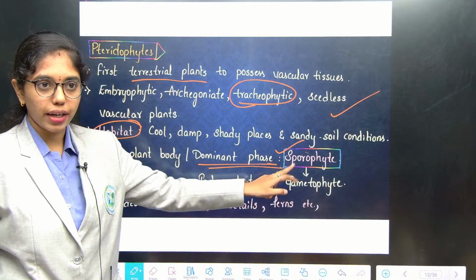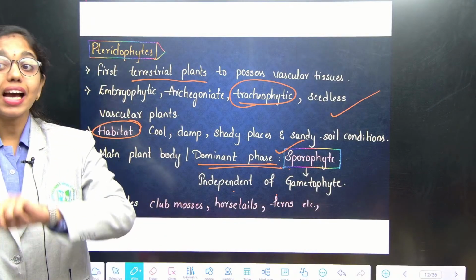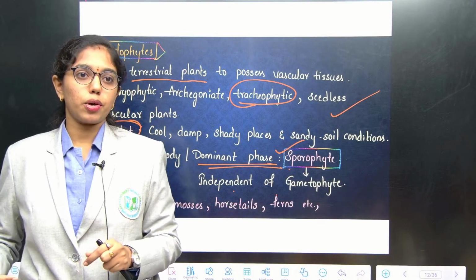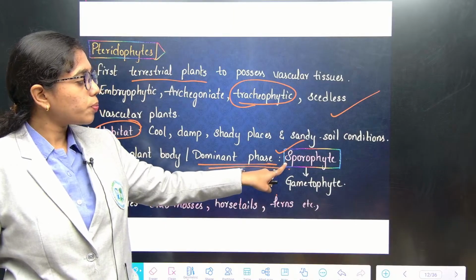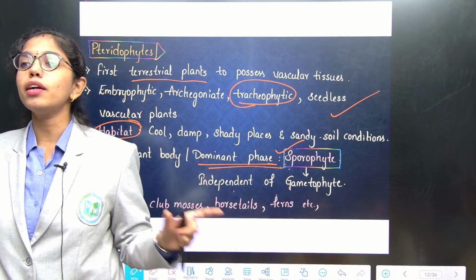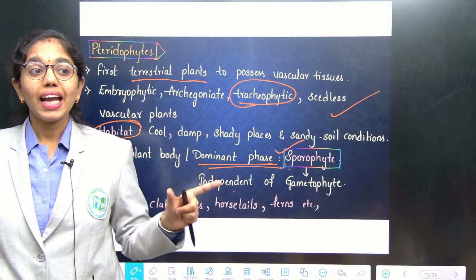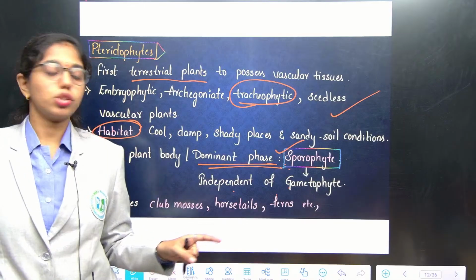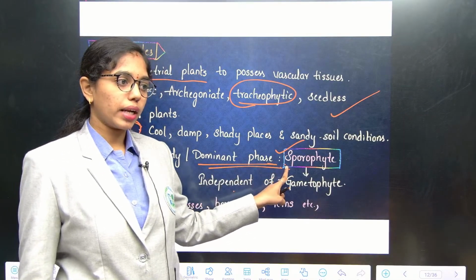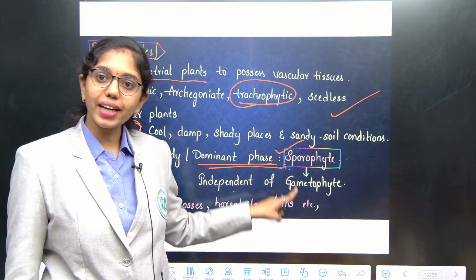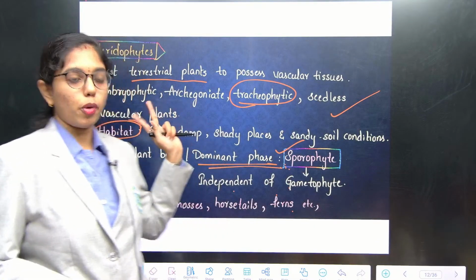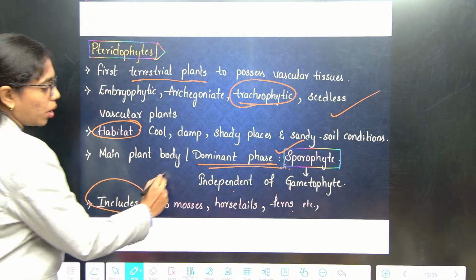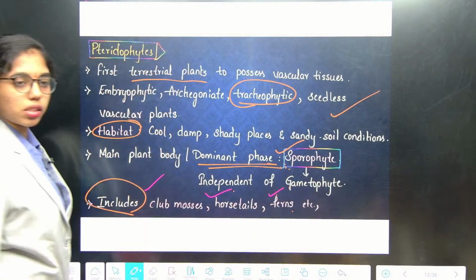Dominant phase is sporophyte. In bryophytes, what is the dominant phase? Gametophyte is the dominant phase, because their sporophyte is dependent on gametophyte. Here if you observe, both sporophyte and gametophyte are independent of each other. Most of the phase you can see is the sporophytic phase only. So, what is the dominant phase? Sporophyte. It is independent of gametophyte. Gametophyte is also independent of sporophyte. This includes what type of examples? Club mosses, horsetails, ferns.